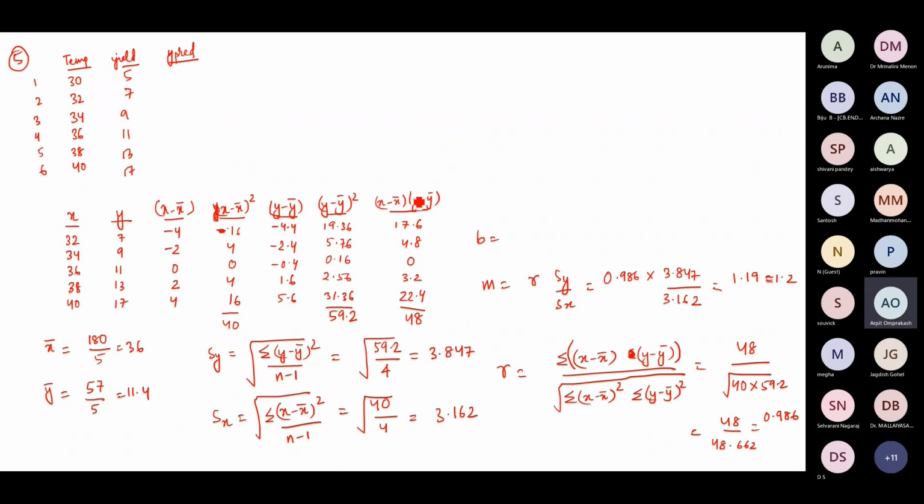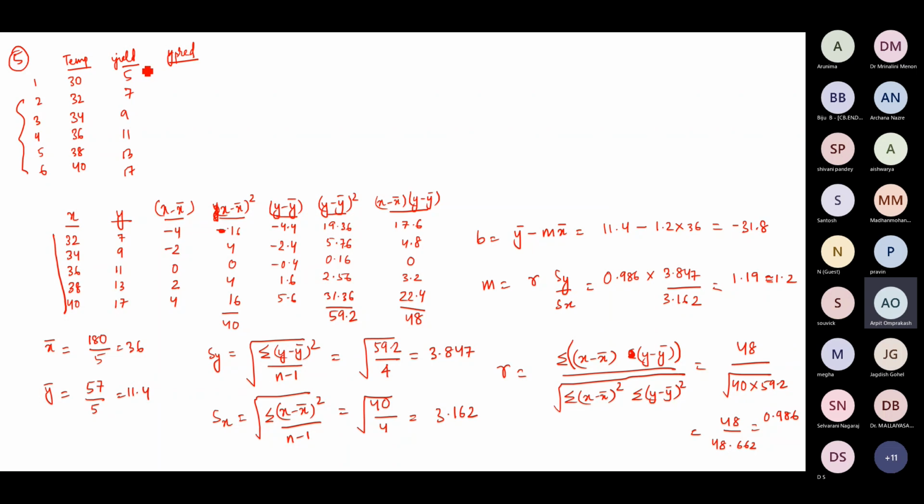The intercept is given as y bar minus m into x bar, where y bar is 11.4, the slope is 1.2, and x bar is 36. So 11.4 minus 43.2 gives minus 31.8. For these sets of points, we got the slope to be 1.2 and the intercept to be minus 31.8. So we use all these values.